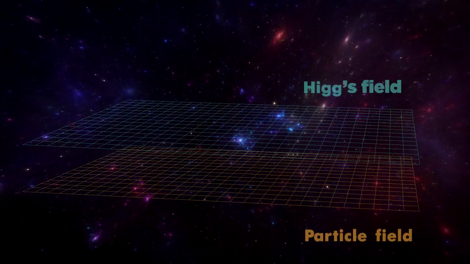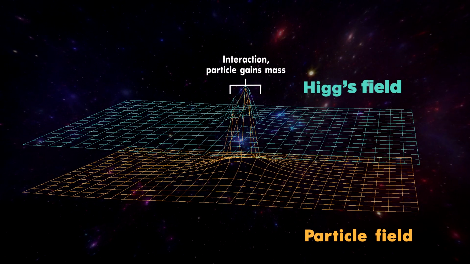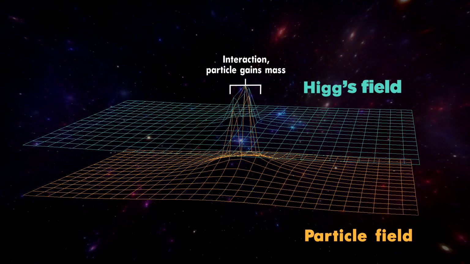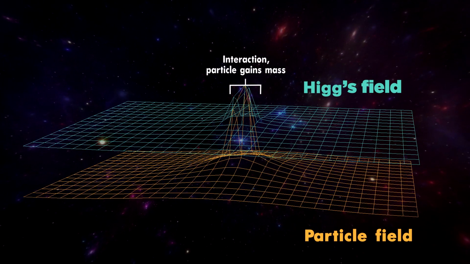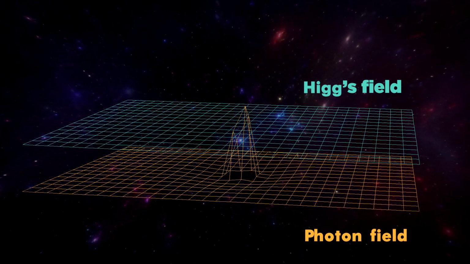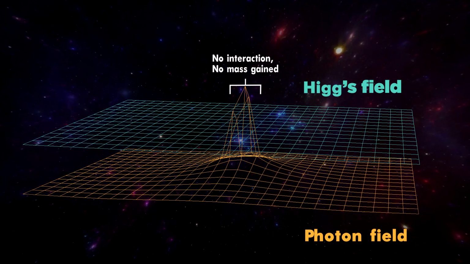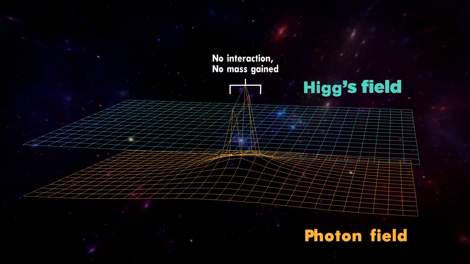But see, what's so fascinating about the Higgs field is that it exists literally everywhere in the universe, and the mass a particle gains only depends on how much it interacts with the Higgs field. However, it's important to note that some particles, such as photons, don't even interact with the Higgs field, and therefore have no mass.